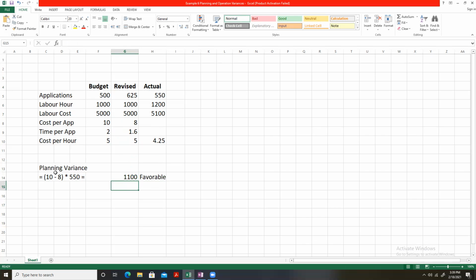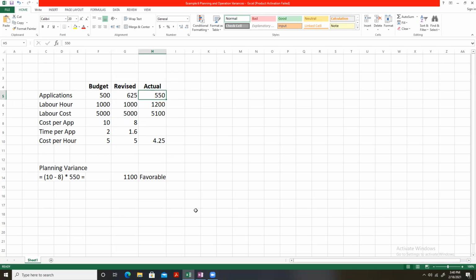So the planning variance is 1100 favorable in this way, and we multiplied it by the actual number of applications. This is the cost per application, 10. 8 is the cost per application for the revised standards. We multiply it by the actual results because when we calculate the variances, we see how the change affected the actual results.